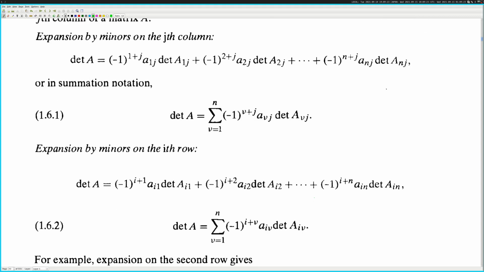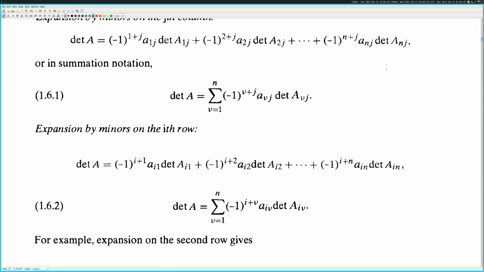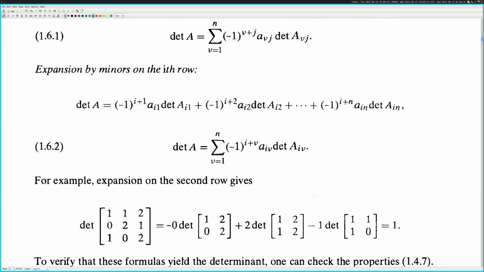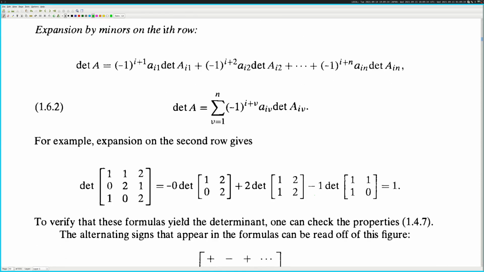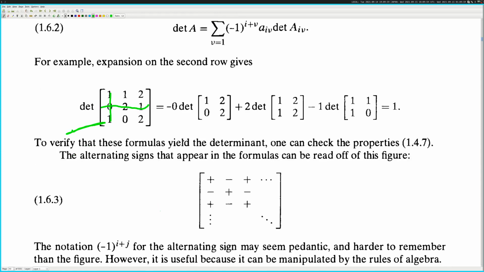Expansion by minors on the ith row, right. It's exactly the same except we're going along rows rather than columns. Expansion on the second row gives minus 0. Yeah, you cross out this and this to get 1, 2, 2, 0, plus 2 times 1, 2, 1, 2, okay, minus 1 times, yeah, that would equal 1. Okay, to verify, you can check the properties.